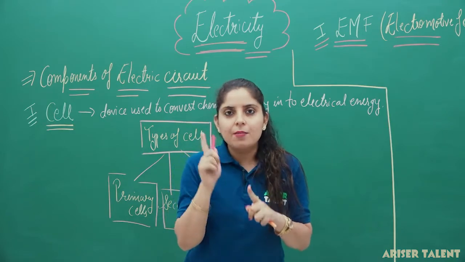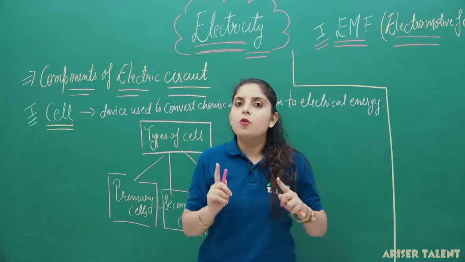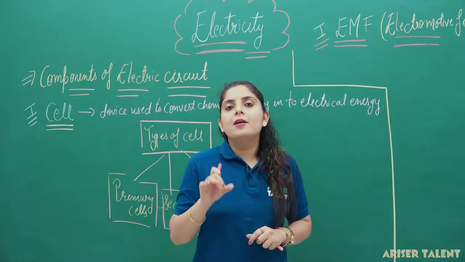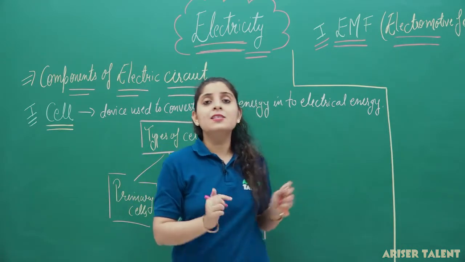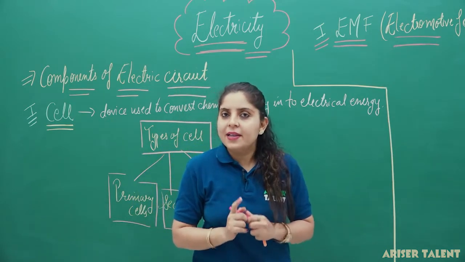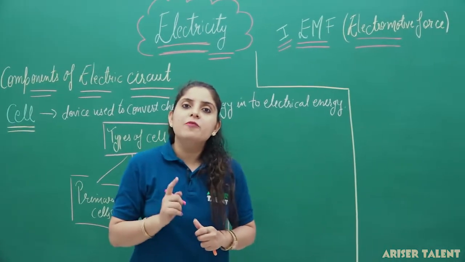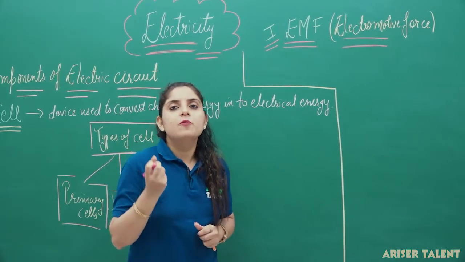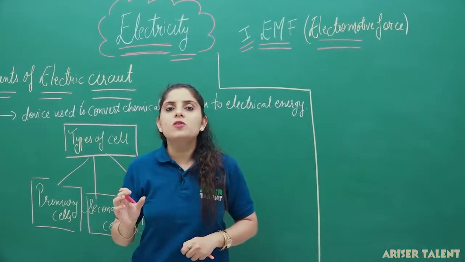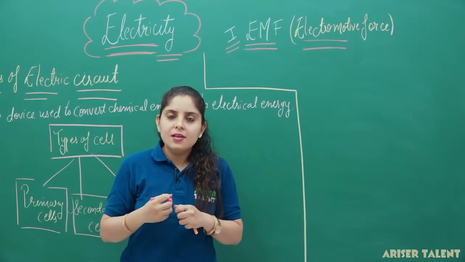One is the EMF of the cell and the second is the potential difference of the cell. EMF of the cell only occurs when the circuit is open. It means there is no flow of current in the circuit, and potential difference of the cell is used for identifying that the circuit is closed and we are drawing a current from the circuit.